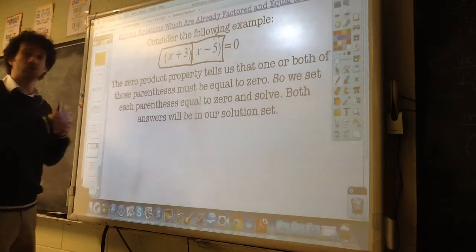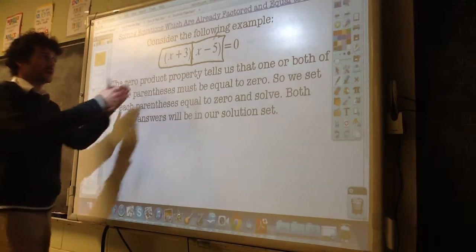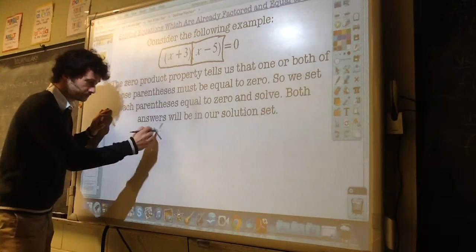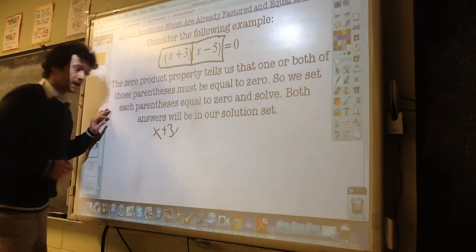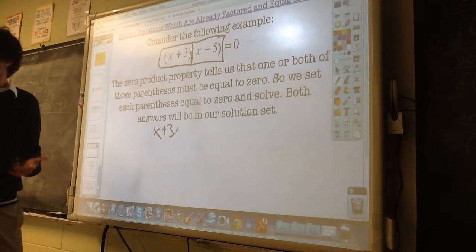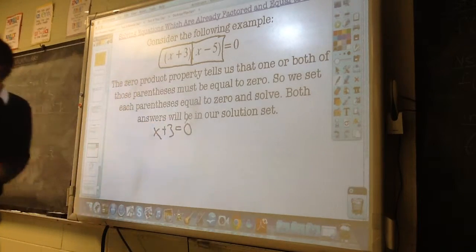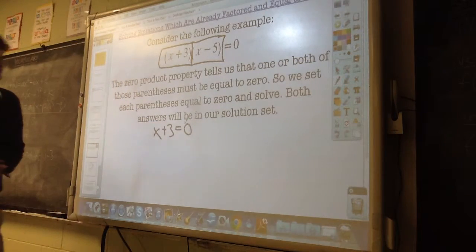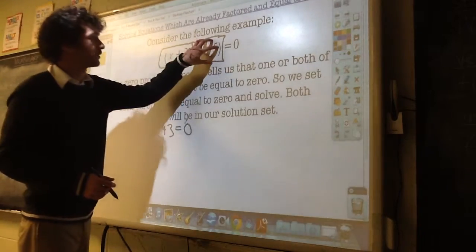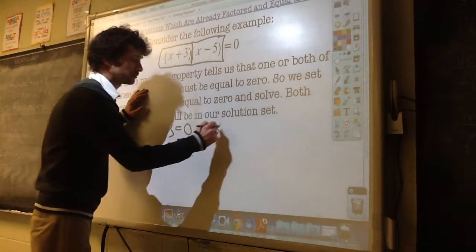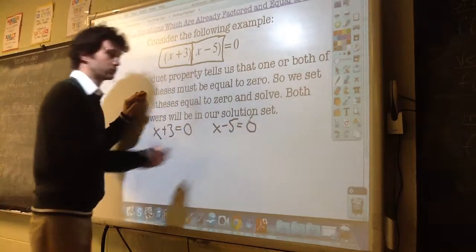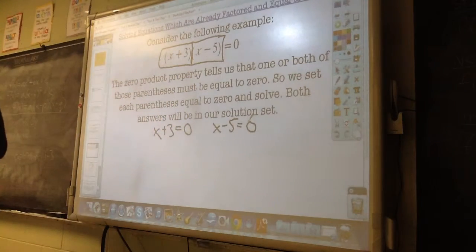So I'm going to end up with two equations. So let me show you what I mean. I take this factor, x plus 3, and I want to know what makes x plus 3 be equal to 0. What value of x would do that? So the way I find that is I set it equal to 0. And I want to know what would make this factor be 0, so I'm going to set x minus 5 equal to 0 as well. And then these equations are real easy to solve.